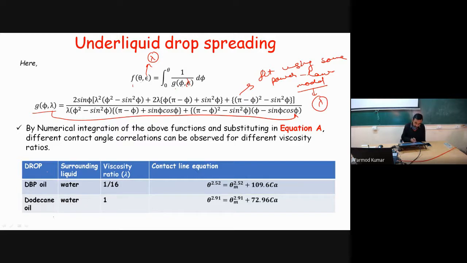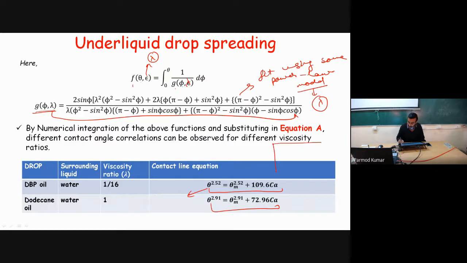For example, two of the combinations are listed over here, where we have DBP oil and dodecane oil drops in the surroundings of water, and the viscosity ratio for the first case is 1 by 16 and for the second case is 1. So after fitting this power law model for this function, we have integrated this equation and finally obtained the contact line equations for under liquid scenarios. Now these contact line equations are given as boundary conditions in our simulations.